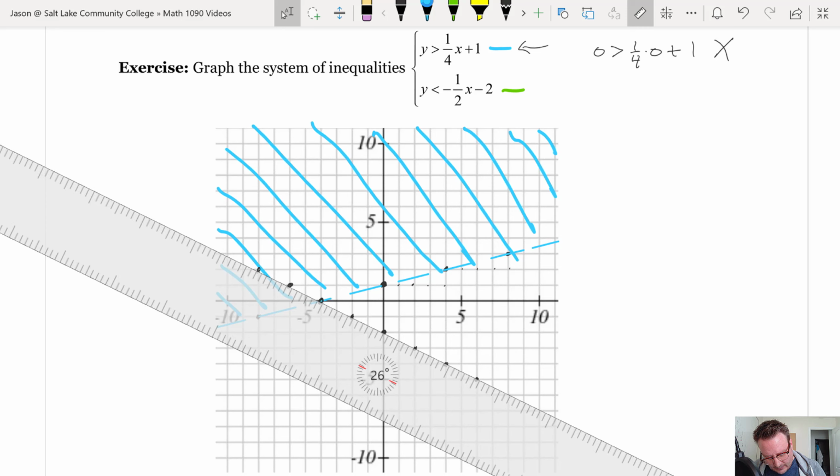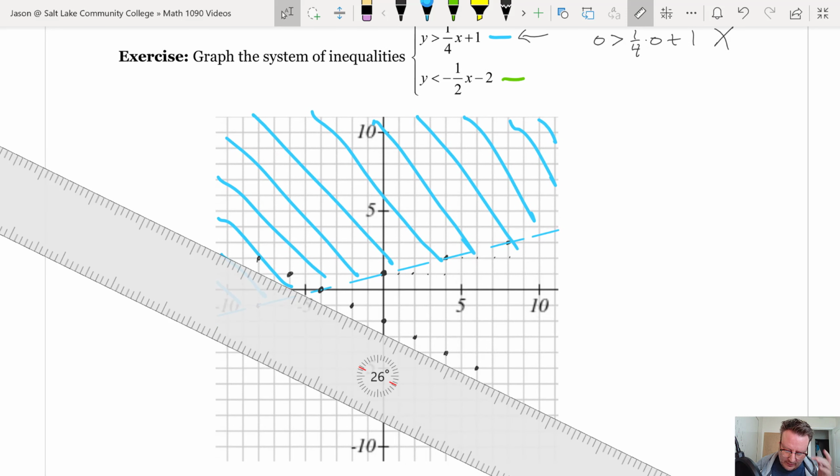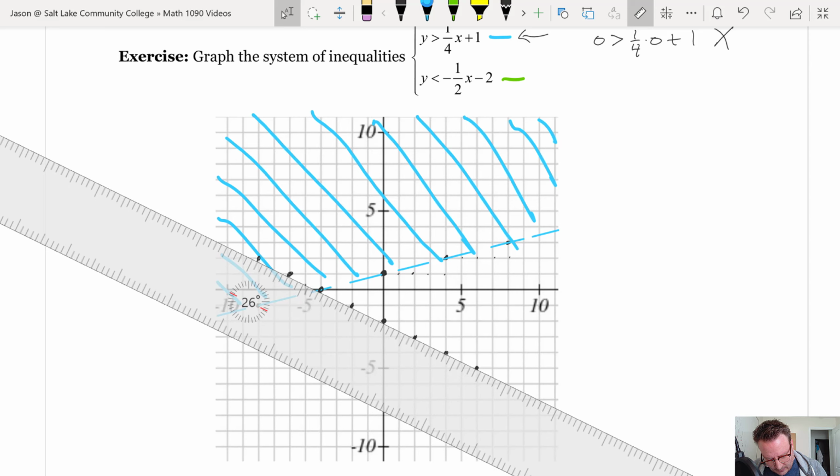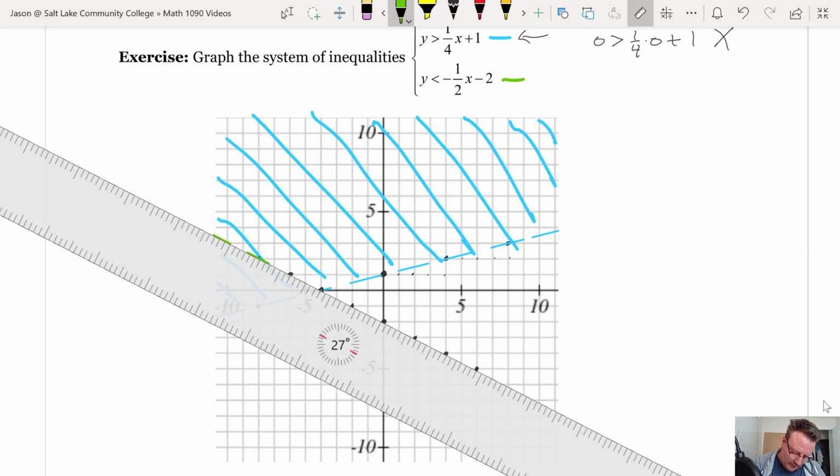Looks about right. Okay, and I think we'll use green here. And again, we have a strict inequality, so I want to do a dashed line. Let's do this in green. We want to draw a dashed green line through these points.